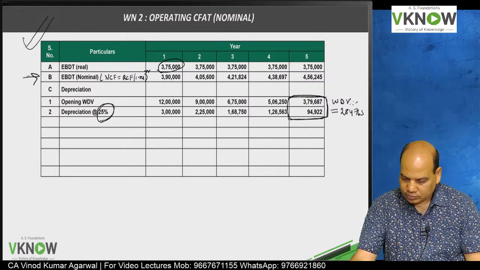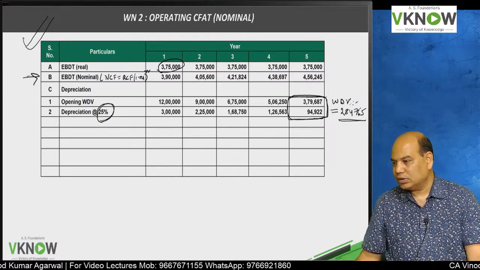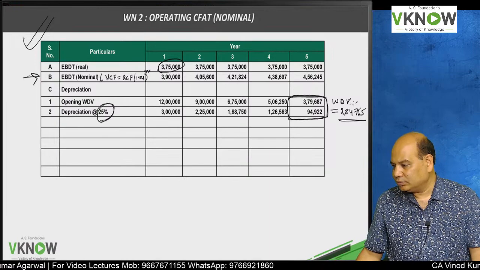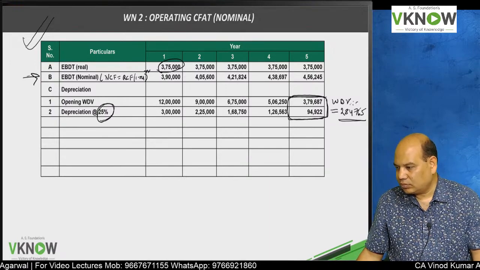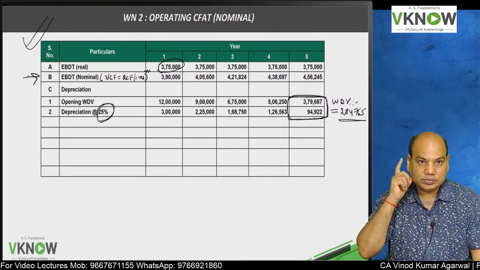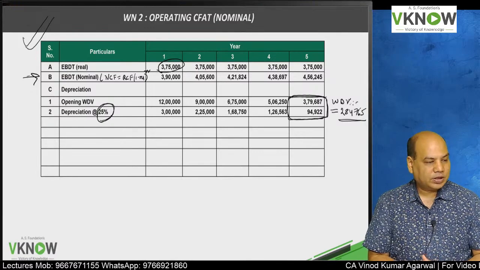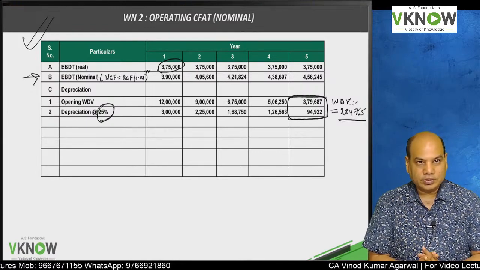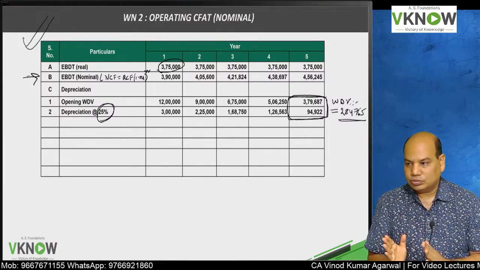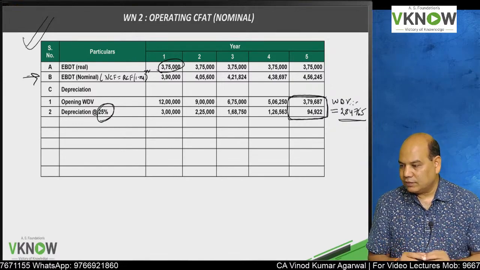284,765. Please check, is it right? Where will you transfer it? Go to the main page. Main page, last second line. You have written salvage value. Write there 284,765.